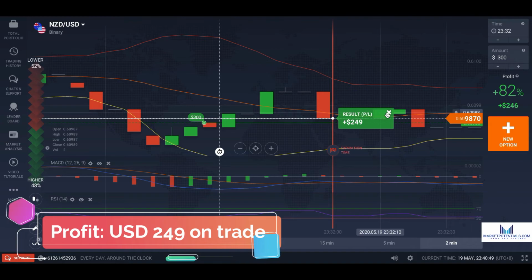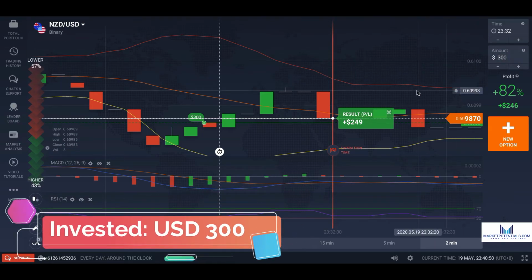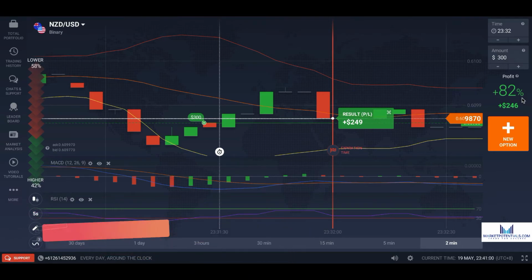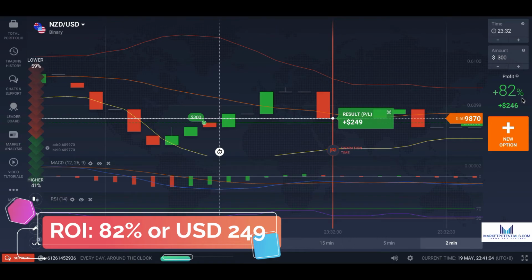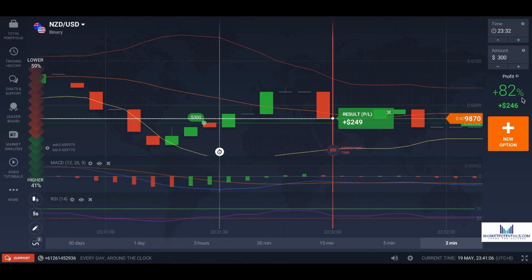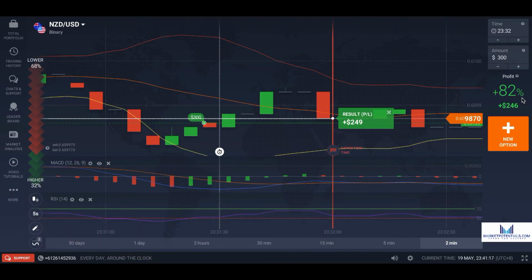$249. Now guys, I need to impress upon you something. I entered the trade with $300 invested. The capital invested was $300. I made 82% ROI, that's 82% return on investment, or $246 in pure profit, guys. And it literally took me 30 seconds to do that. Now, this is something you can't do in Forex unless you're just extremely lucky all the time, which is very, very improbable, all right?